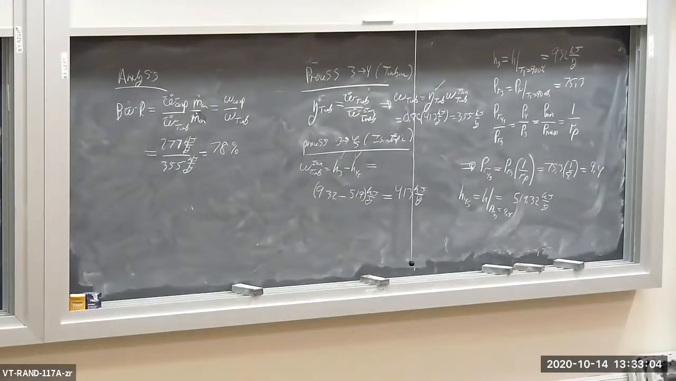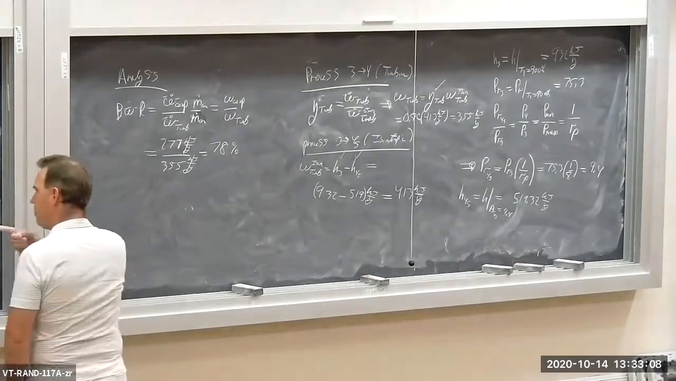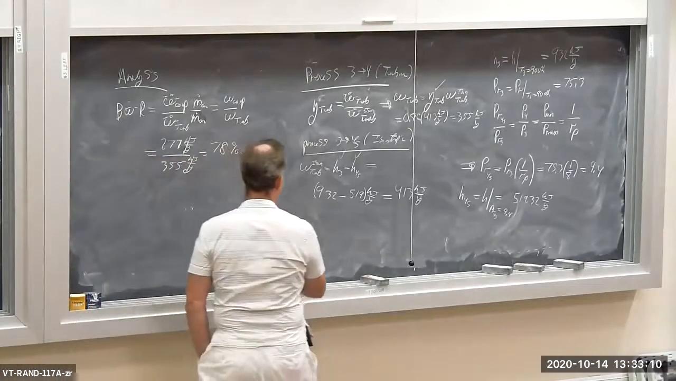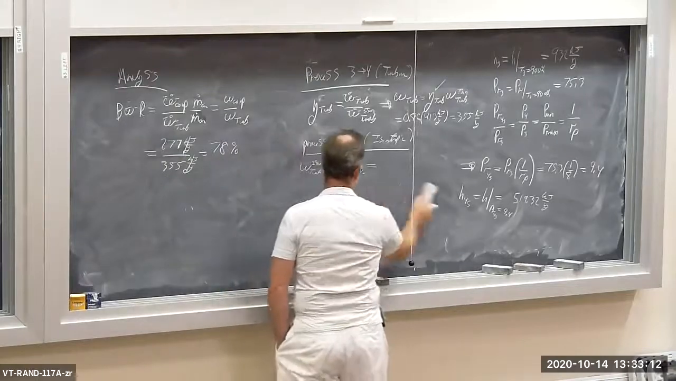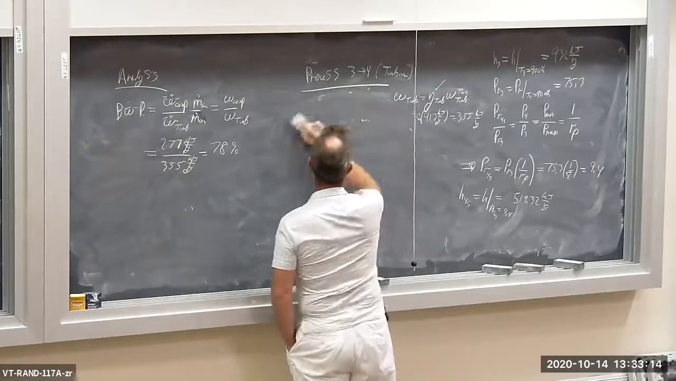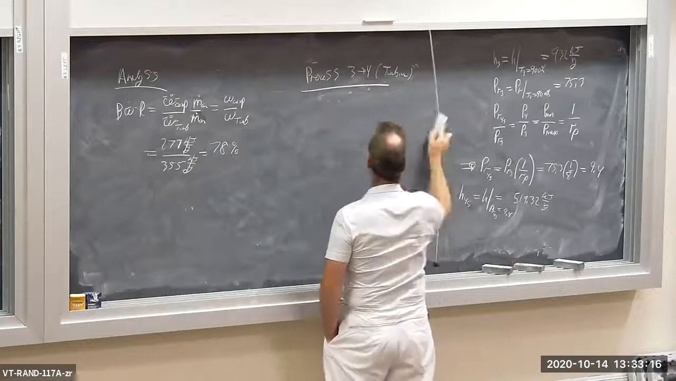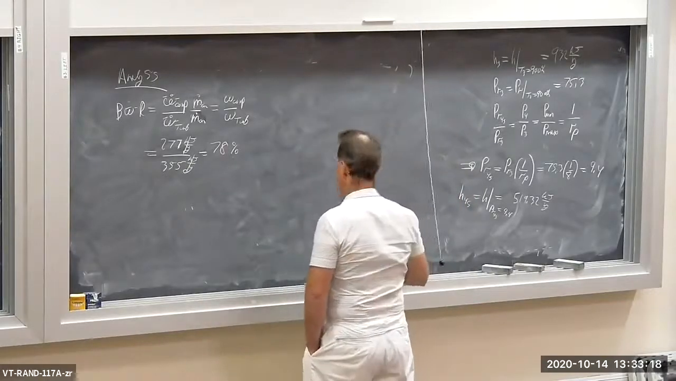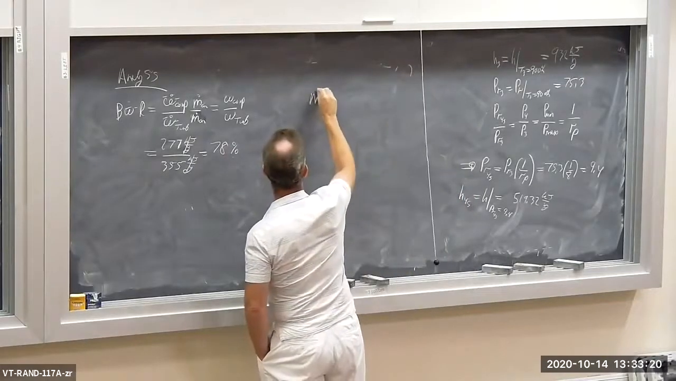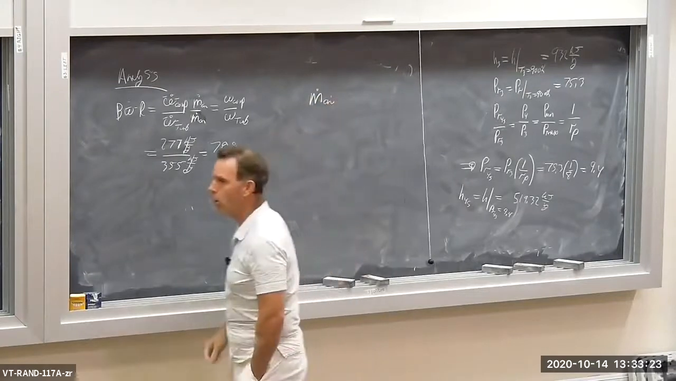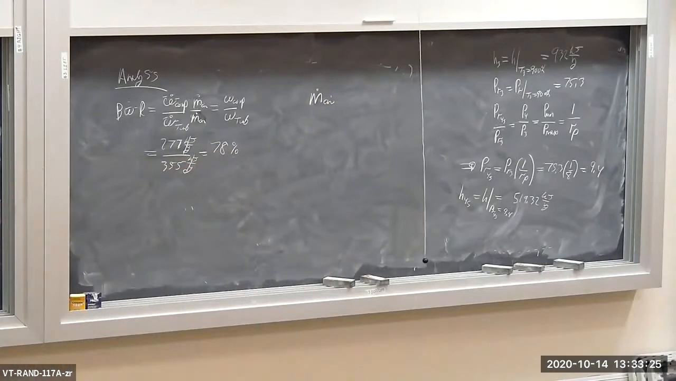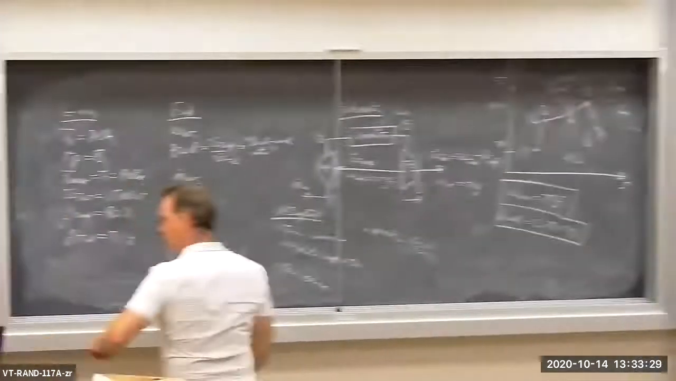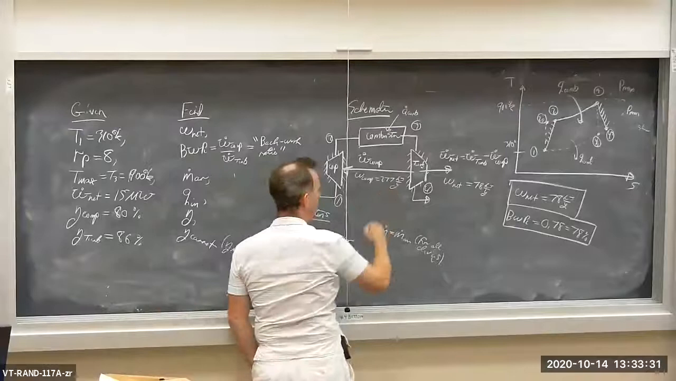Okay, what's next? We're supposed to calculate m dot for the air. How much air is flowing through the device? So I want to know what m dot of the air flowing through the gas turbine is.